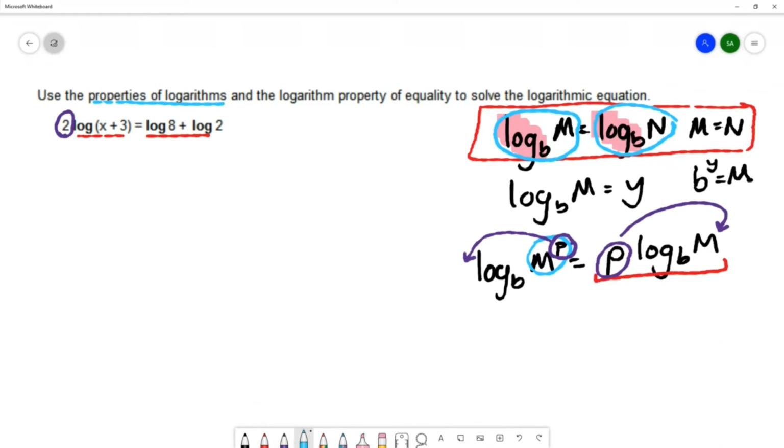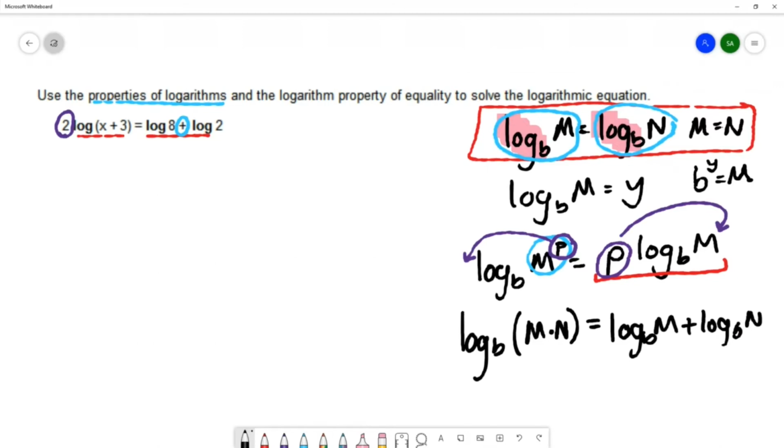On the other side of the equation, I notice I have addition here. And we're going to use a property called the product rule for logarithms. And the product rule for logarithms has log base b of m times n. So we have a product within our log. And we can write that as log base b of m plus log base b of n. And so you'll notice that addition on the other side. So we're going to go the other way. We have addition, and we're going to turn that into a single log with the product on the inside. So let's write our problem out and work on this example. We have 2 log of x plus 3 equals log of 8 plus log of 2.